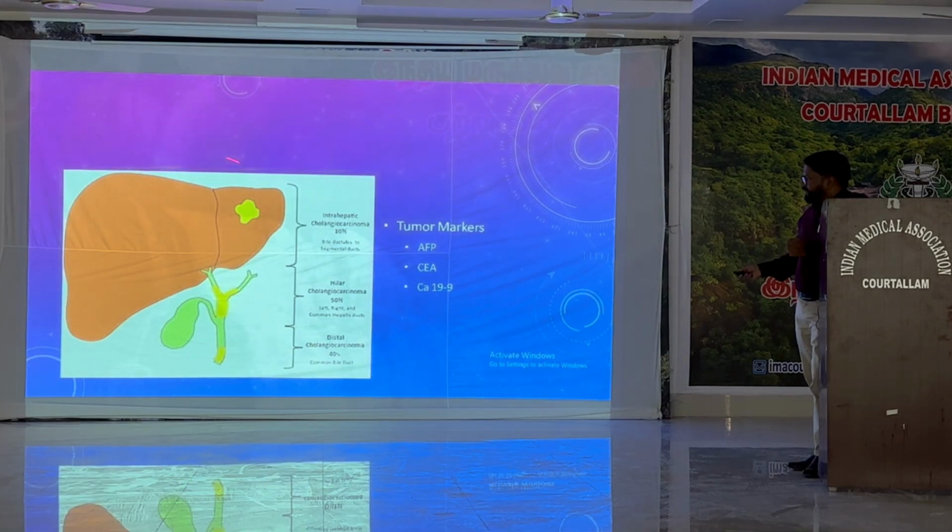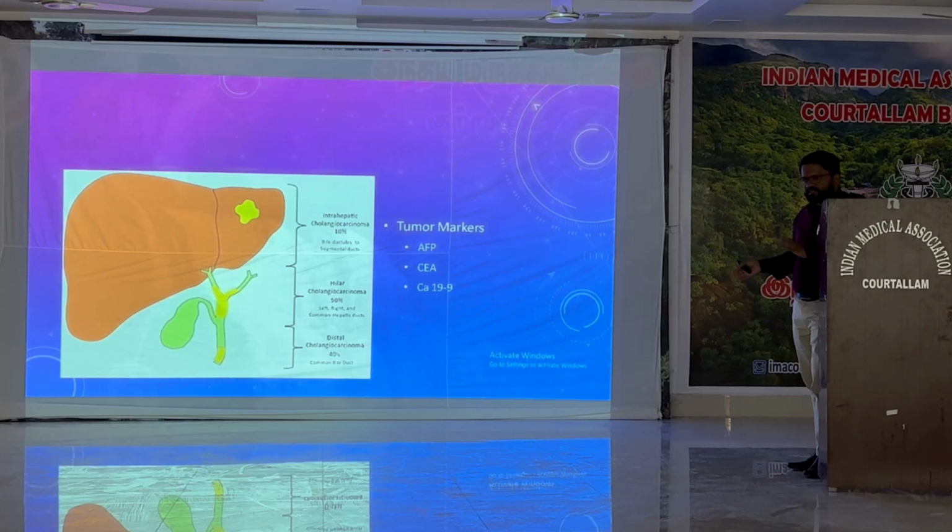So if there is an intrahepatic mass, the commonest intrahepatic tumor will be a hemangioma. The commonest malignant tumor intrahepatic will be secondaries. The commonest primary tumor will be hepatocellular carcinoma. Then there is intrahepatic cholangiocarcinoma also. So we need some tumor markers to differentiate. If AFP is positive, it's a hepatocellular carcinoma. CEA for colorectal metastasis, CA19-9 for bile duct tumors, biliary tumors, or intrahepatic cholangiocarcinoma.